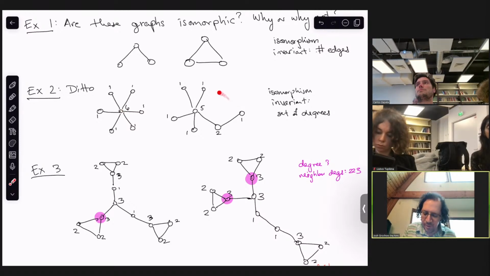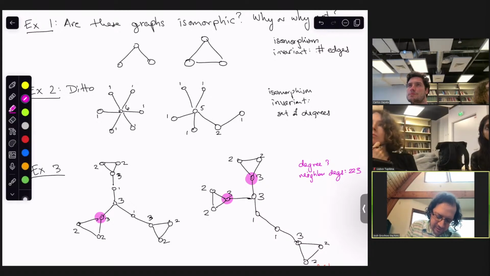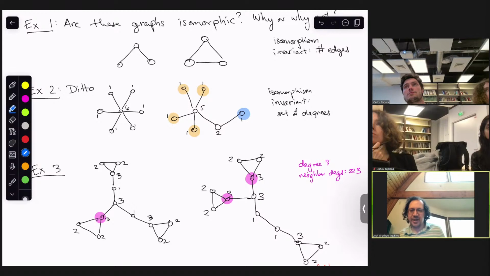But over here, some refinement can happen, because we have 5 vertices of degree 1, but they are not all the same. One of them is not like the others. If I do my next round of coloring, these 4 all have degree 1 and one neighbor of degree 5. But this one has degree 1 and a neighbor of degree 2, so it gets a different color.